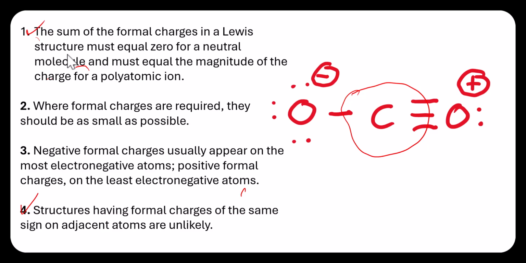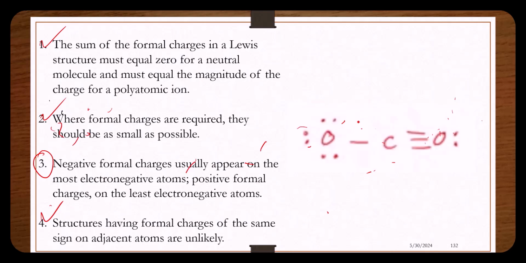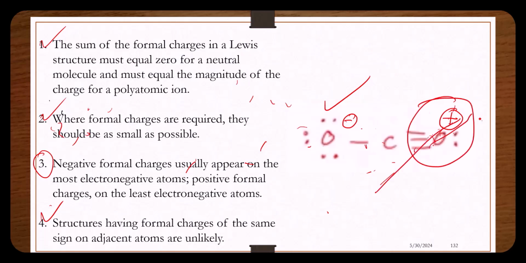All right, let's move on to the fourth and last guideline. It says structures having formal charges of the same sign on adjacent atoms are unlikely. So on the left, we have an oxygen that's negative, and on the right, we have an oxygen that's positive. In the center, where the carbon is, this is a neutral carbon. So this would make it impossible for 2 atoms of the same formal charge to be next to each other. So this checks out. When we review this molecule, a formal charge of -1 on the left oxygen checks out, but a formal charge on the right oxygen where it has a positive formal charge does not check out. This does not make any sense.